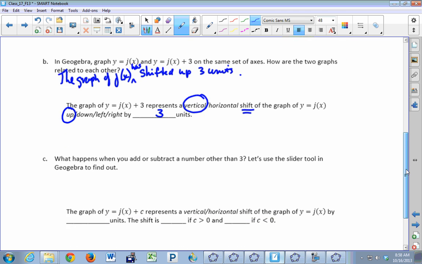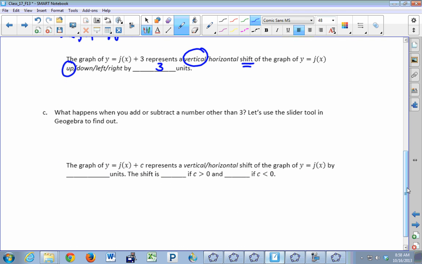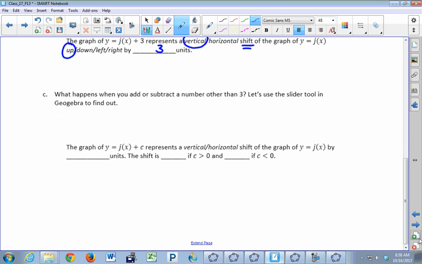Okay, so what happens when you subtract a number other than 3? We've already looked at that with the slider. So here's now the general case. These are the types of things you put on your cheat sheet for quizzes or tests. You want the general situation. So here's the graph of y equals some function. In our particular case, j of x is x squared, and we're adding c to it. Now remember, c is a variable, so it can be positive or negative.